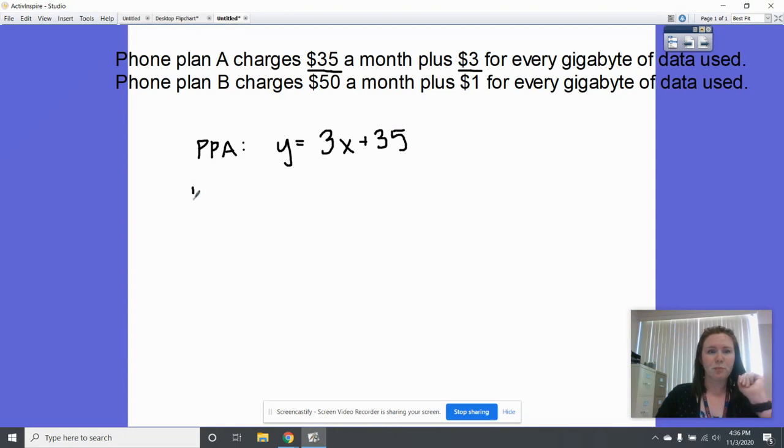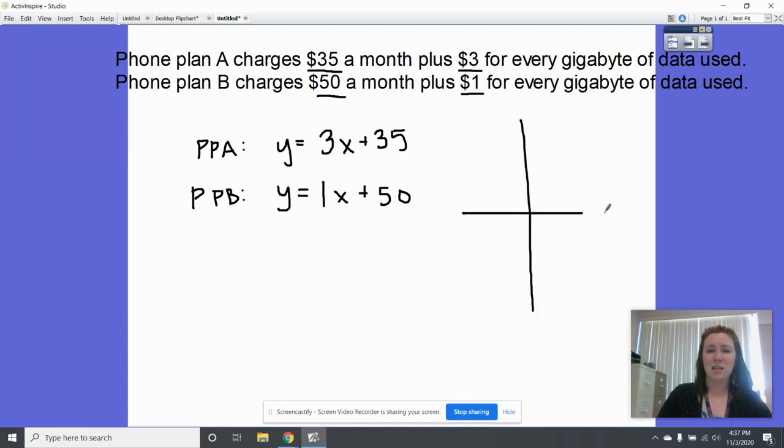we have to pay no matter what. And phone plan B, the total cost is going to equal 1 times x, which really we could just write as x, plus our flat fee of $50. There we go. Now we could actually graph these two.